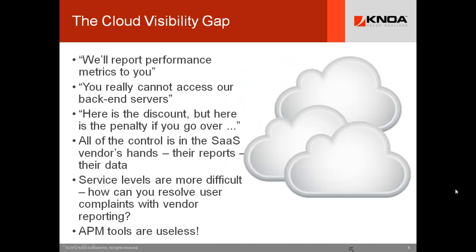The cloud visibility gap remains the front and center issue. You really don't have control over what your vendor can report to you, and you really don't have good means to validate the data, because they really don't want you accessing their back-end servers. They really don't want you doing anything to report performance. They'll do it for you. And in truth, over time, with so many SaaS products, this just doesn't work for a lot of you.